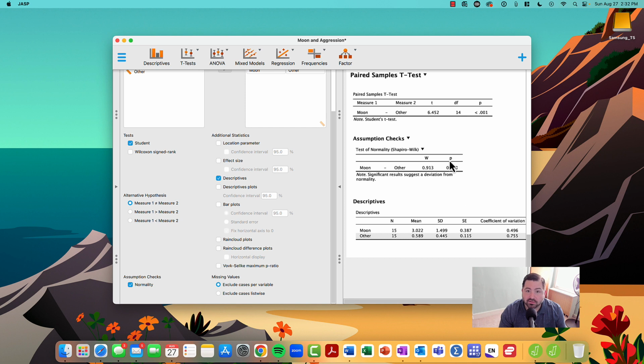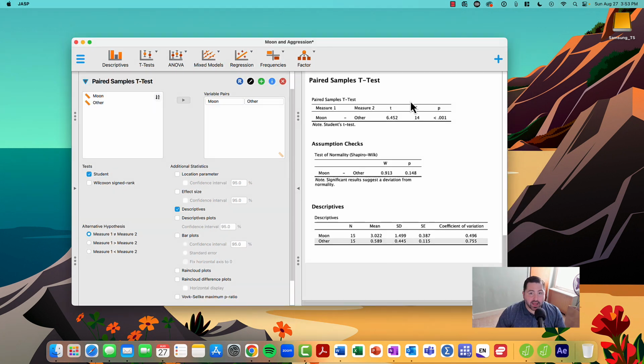Well, then I go back down to the descriptives. And when I look at the descriptives, I can see that there is on average 3.022 disruptive behaviors plus or minus 1.499 when there is a full moon, compared to 0.589 disruptive behaviors. And so I need to be aware that when there is a full moon, I can expect there to be more disruptive behaviors than on non-full moon days.